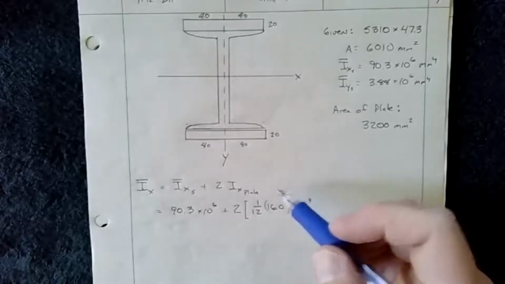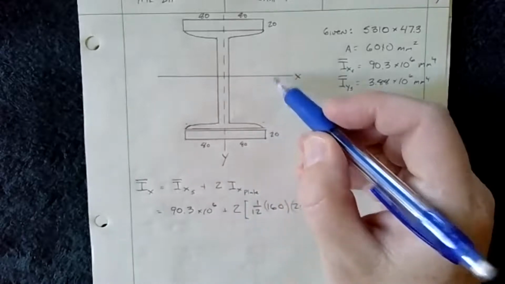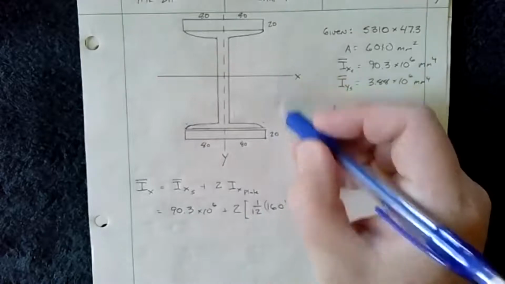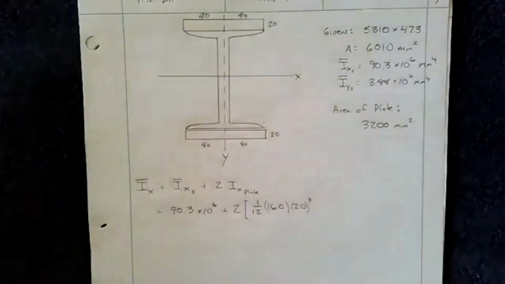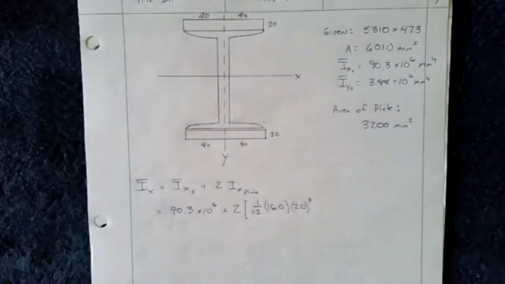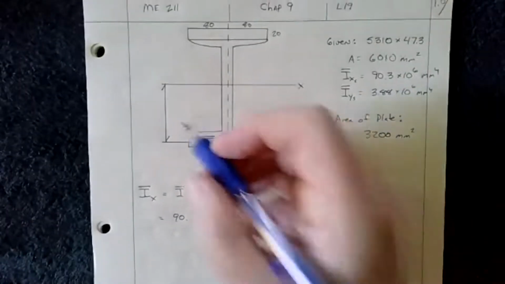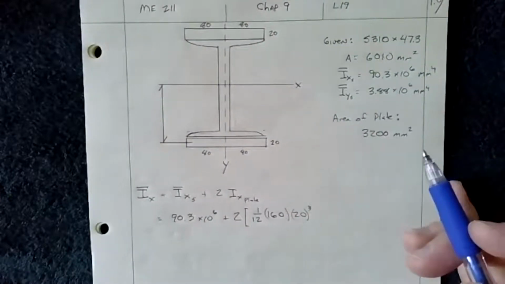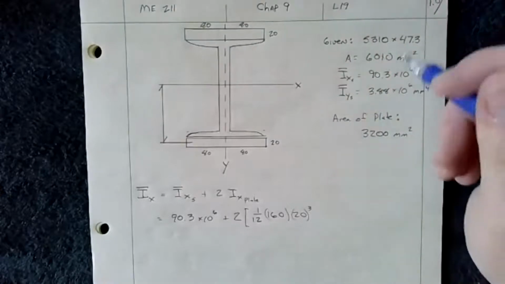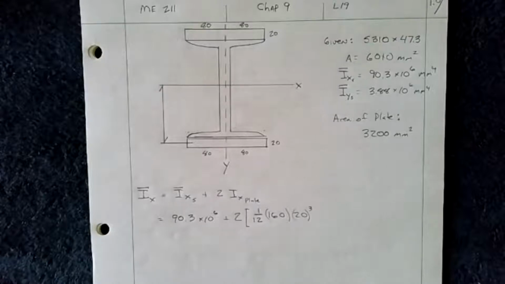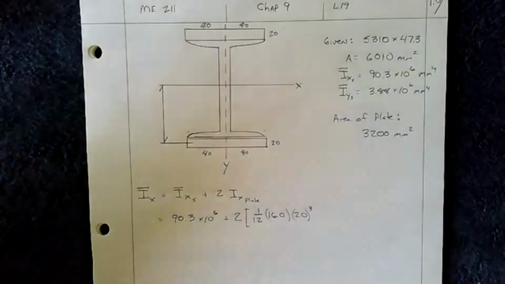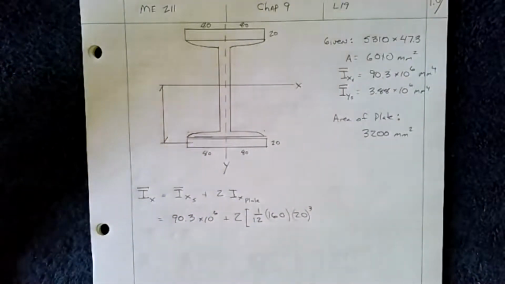All right, so that's that part. But because the plate is down here and our axis of rotation is up here, we have to use the parallel axis theorem to get from here to there. So here's our distance. We know that our depth in this case was 310. So half of that is going to be 150, 305 over 2.